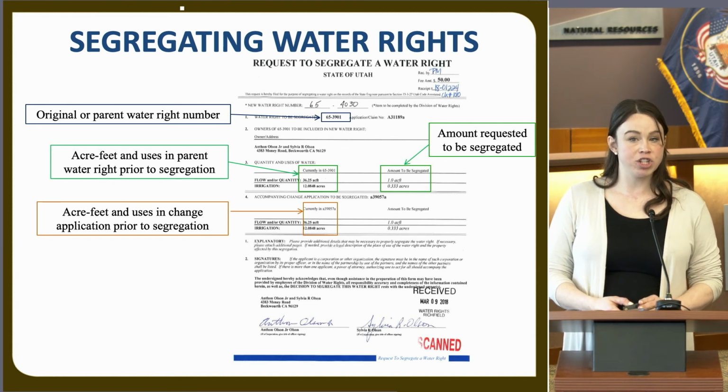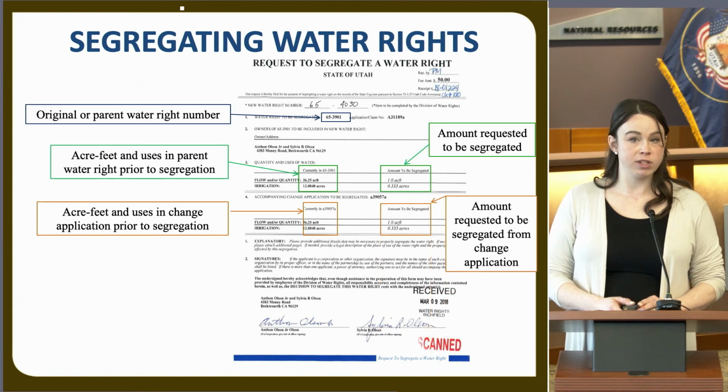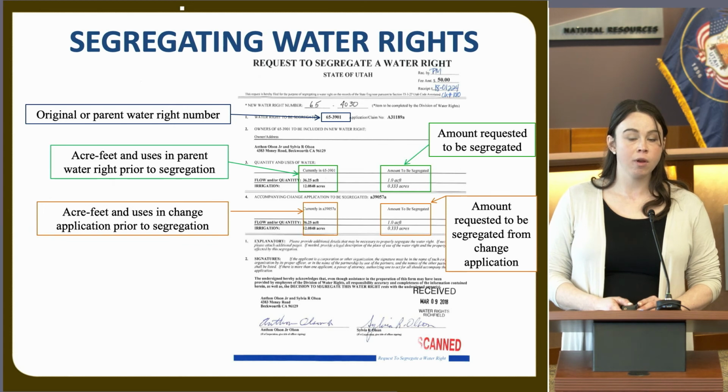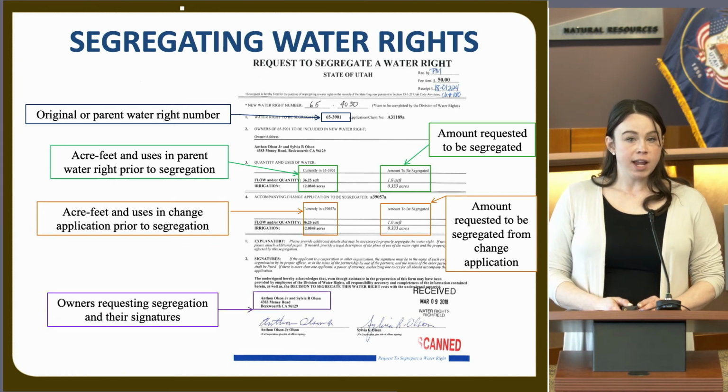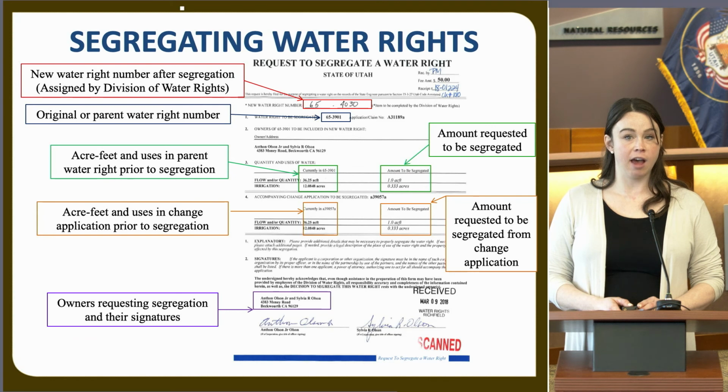And from the change, you'll also have to tell us what uses and the amount that's coming out. So in this case, the 1 acre foot, 0.33 acre. Then it should populate with all of the owners automatically. So you'll want to make sure that everyone signs. In this case, both owners will need to sign, and they have.